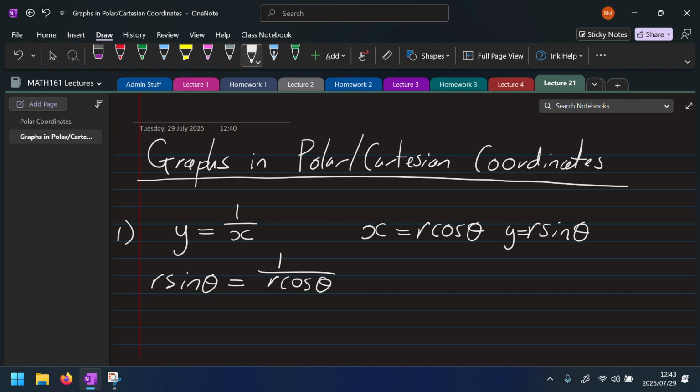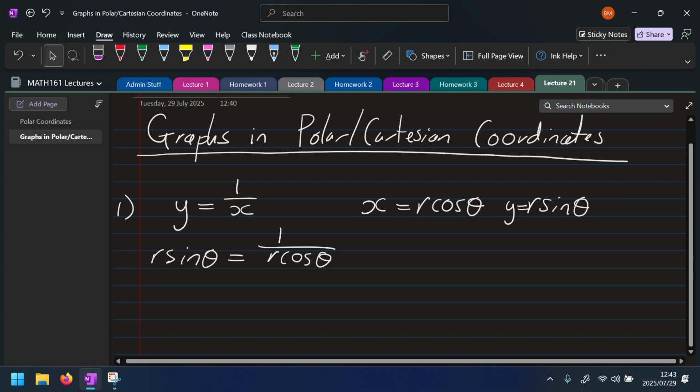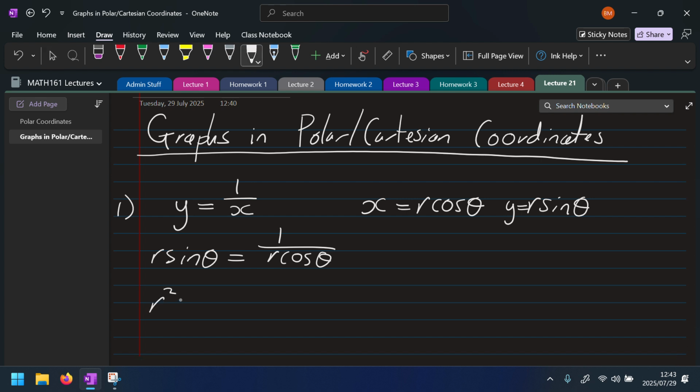Okay, doing it the other way, you're going to be going around in circles. Okay, so we've got this form, but what we want is r as a function of theta. So on the first line, we have y as a function of x. Now we want r as a function of theta. So there's a little bit of work we have to do, not too much. Let's take that denominator from the right-hand side over. So we're going to have r squared sine theta cos theta is equal to 1.